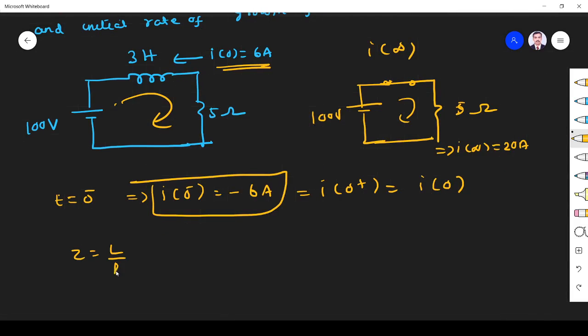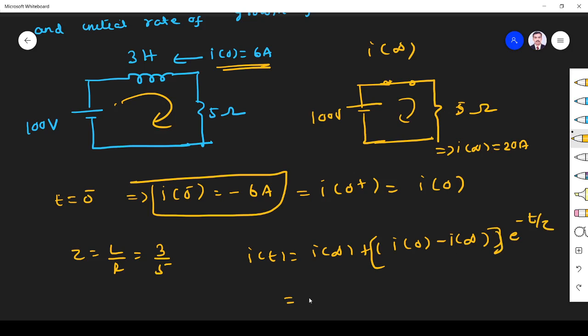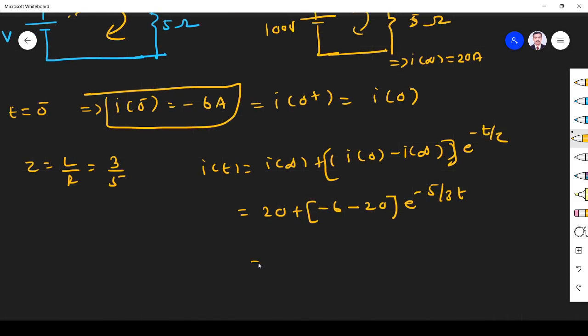Now I have one tau. Tau is equal to L by R. L is equal to 3, R is 5. So I of t is I infinity plus I0 minus I infinity, e power minus t by tau. I infinity is 20, plus I0 which is minus 6, minus 20, e power minus 5 by 3 t. This will give 20 minus 26 e power minus 5 by 3 t. This is the current through the circuit.